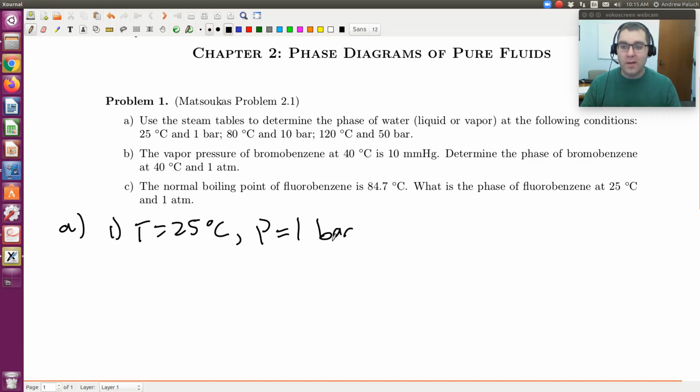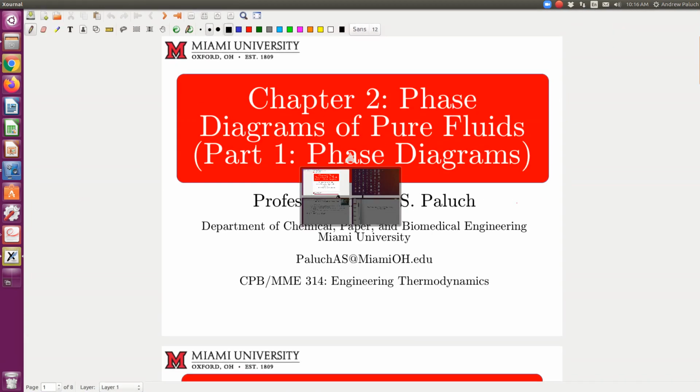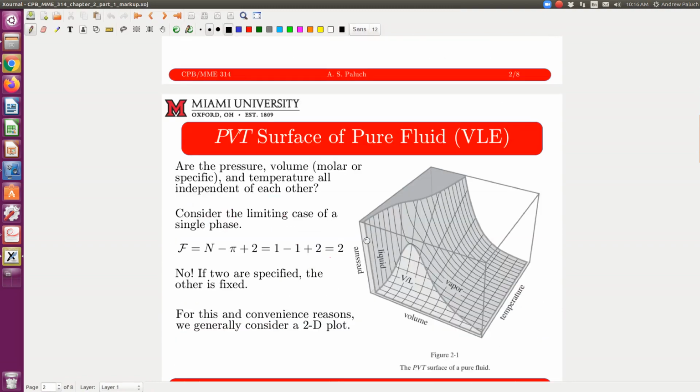What I want to find out is, at 25 degrees C, what's the saturation pressure? At 25 degrees C, at what pressure do I have vapor-liquid coexistence? Because then I can compare my actual pressure to saturation. If my actual pressure is greater than my saturation pressure, then I must be a liquid at that same temperature. So I could think about a P versus T diagram where I'm drawing an isotherm. Actually, let me go over here so we can walk through it.